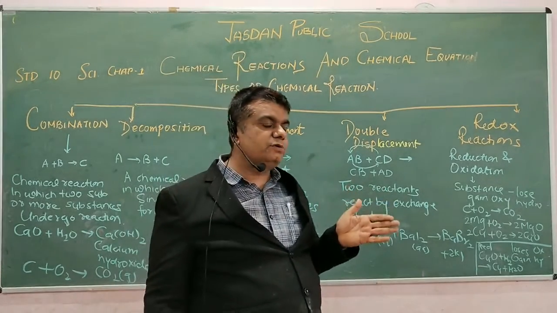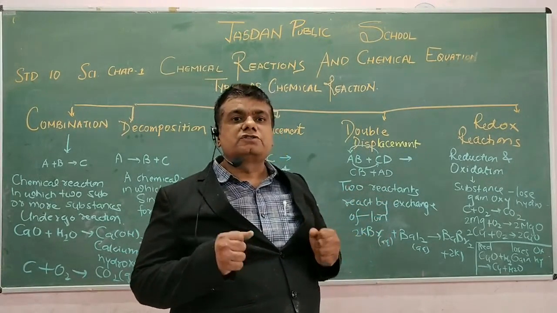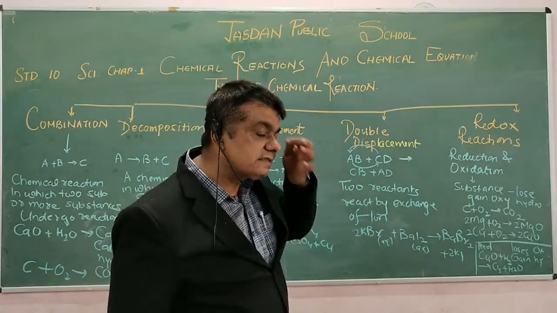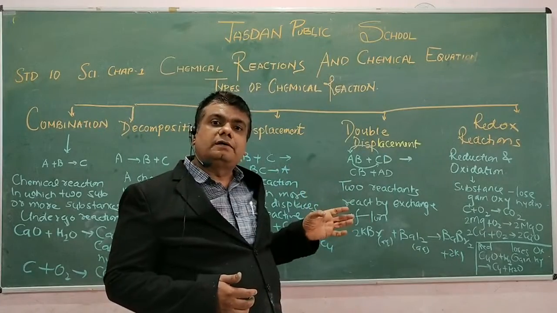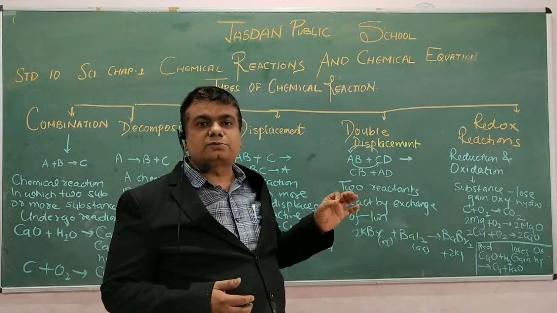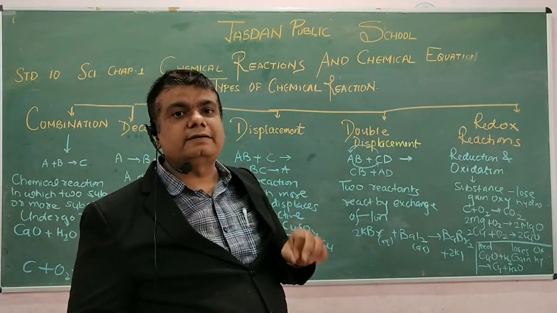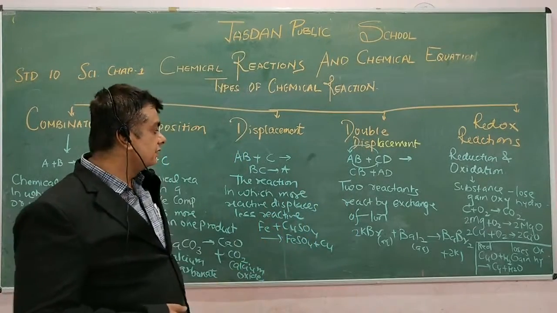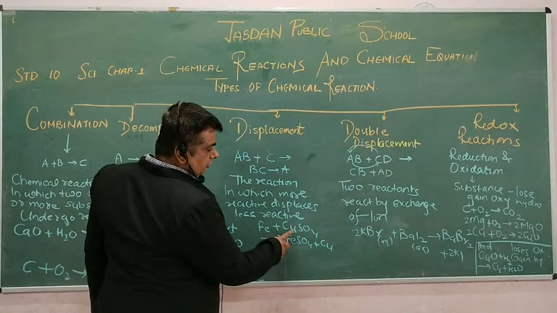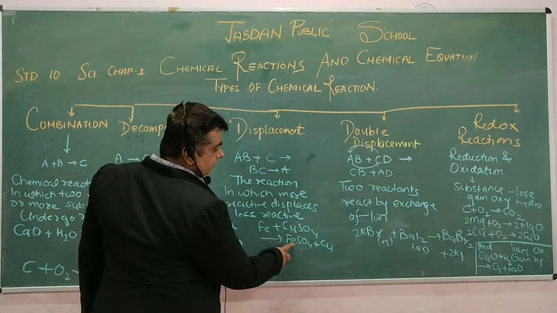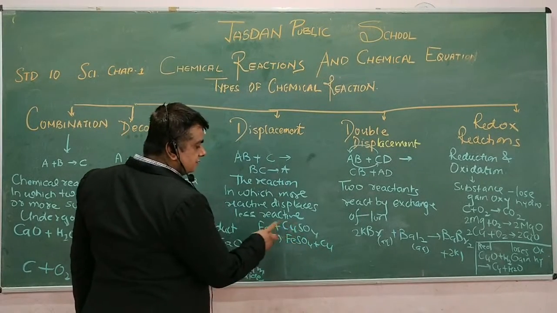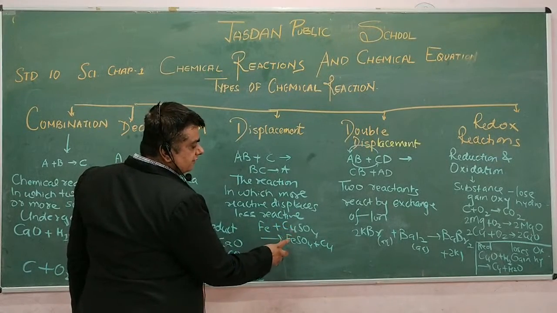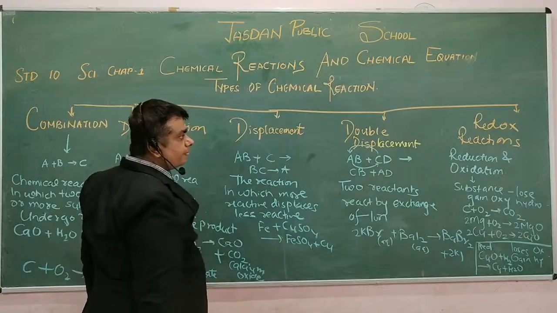In class also, when two persons are there, the stronger person will displace the weaker person. In the same way, the reactivity series is there in PDF format or in your notebook. So you can learn it well, and from that you can know which element is more reactive. Here you can see iron plus copper sulfate gives iron sulfate plus copper. Iron is more reactive than copper, so iron will displace copper, and we get iron sulfate plus copper.